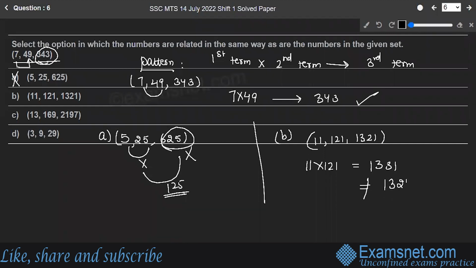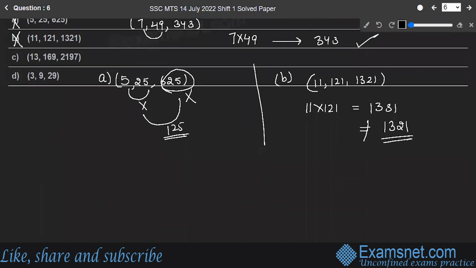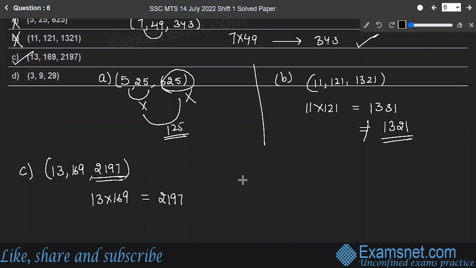Which is not equal to 1321. Correct? So option B is also incorrect. Let's go with the third one, C: 13, 169 and 2197. If I multiply 13 with 169, what I'll get is 2197, which is of course equal. So option C is absolutely correct.